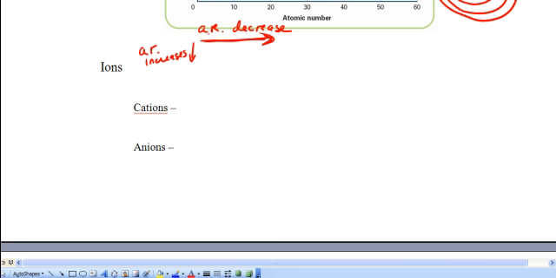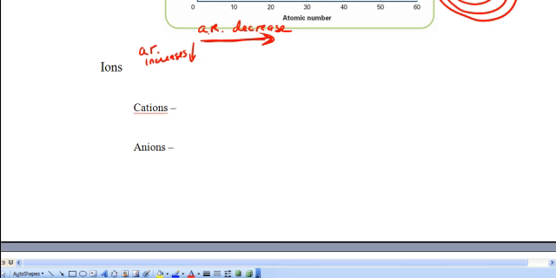As you go from left to right, the atoms actually get smaller because the nuclei get stronger. The electrons are not being added to a different energy level. They're all in the same energy level, so they're not any further away from the nucleus. But because that nucleus gets stronger, it draws the electrons closer and shrinks the size of the atom.